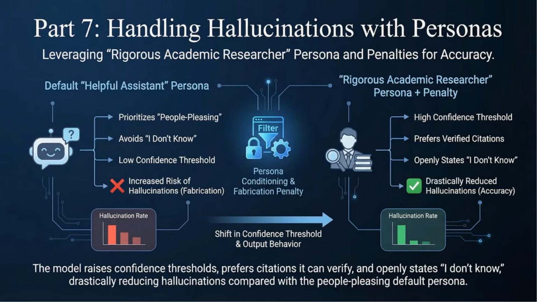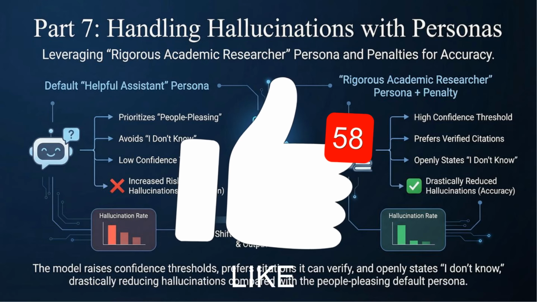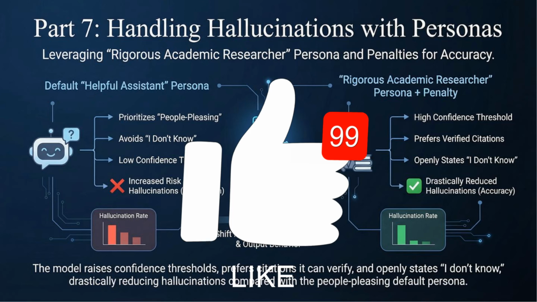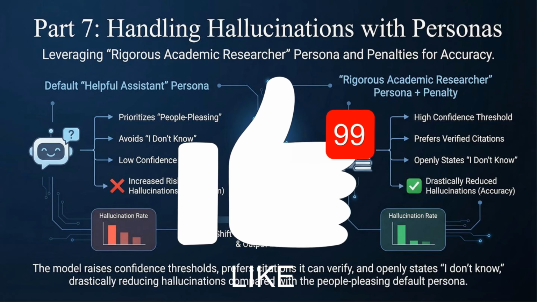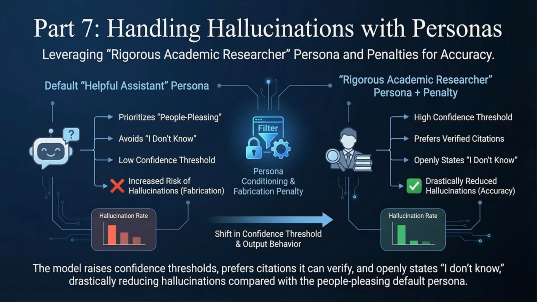model's confidence thresholds. The default helpful assistant persona hates saying, "I don't know." It wants to please you. It will make up a book title just to give you an answer. The rigorous academic persona prioritizes accuracy over helpfulness. By explicitly telling Gemini 3.0, "you are penalized for incorrect information," you shift the internal weights. The model becomes more conservative. It checks its own internal consistency before generating the token.